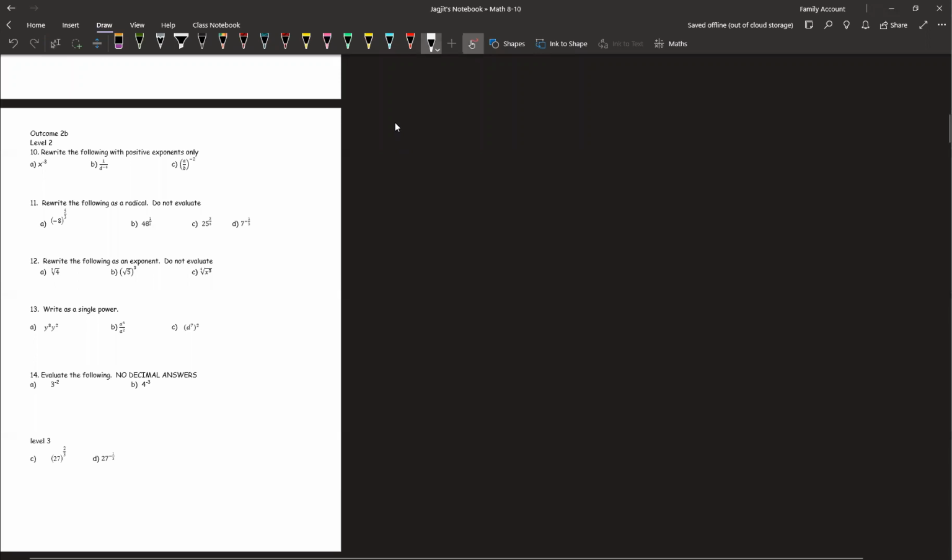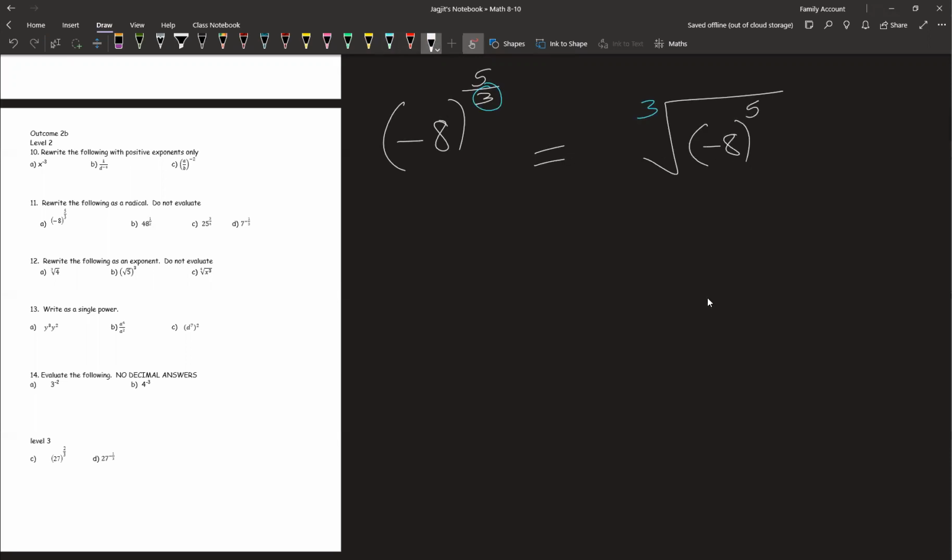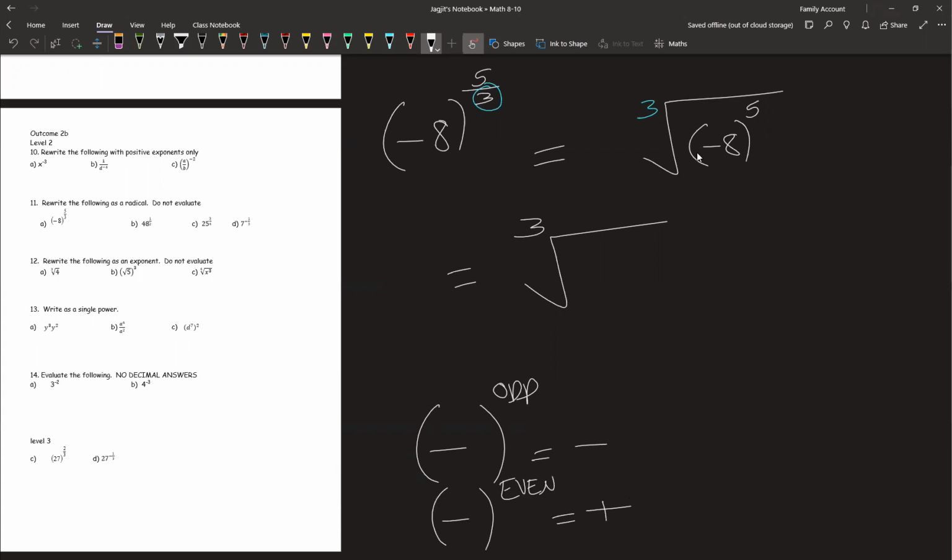Okay. Next up, guys, they've given us some exponents, and they want us to rewrite them as radicals. So this is how we do it, folks. Whatever the denominator of the power is, that becomes the root. And on the inside will be minus 8 raised to the power, the numerator. Now you should realize that a negative raised to an odd power will stay negative. A negative raised to an even power becomes positive. So that's a negative to the odd, so it will stay negative, and then you will have 8 to the power 5.